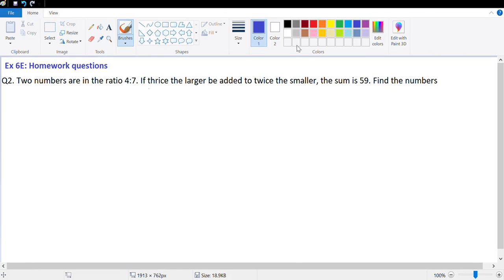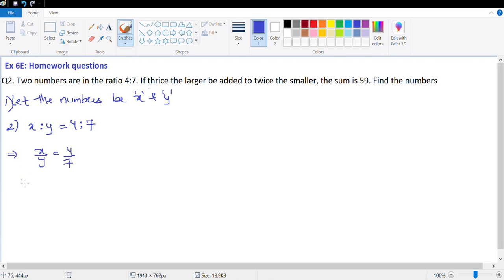Two numbers are in the ratio 4:7. So let the numbers be x and y. What's given is x is to y is equal to 4:7, which means x upon y is equal to 4 upon 7, which means 7x is equal to 4y, which means 7x minus 4y is equal to 0, and that's our first equation.